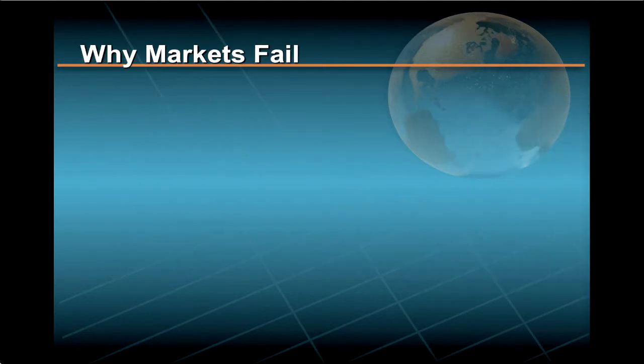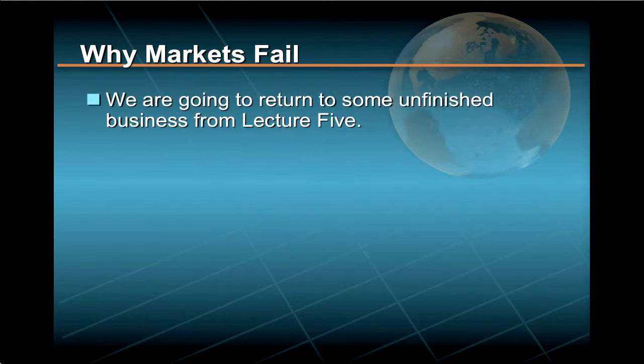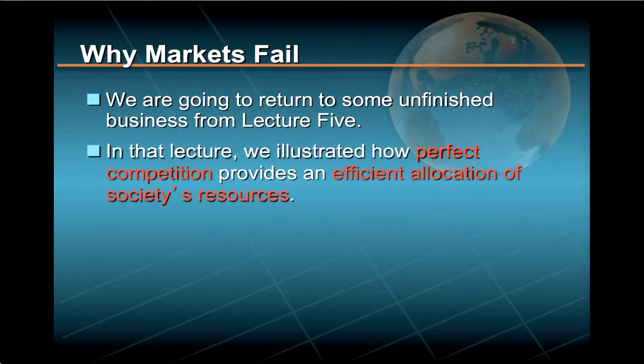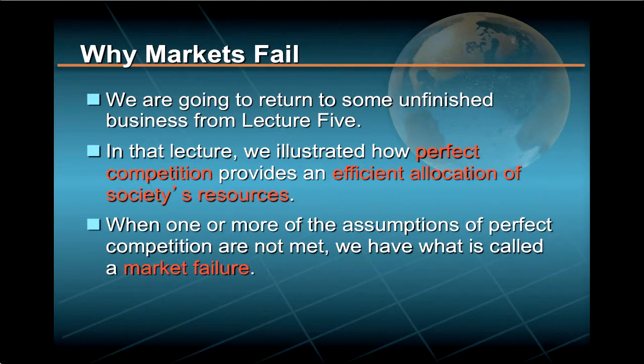To do so in this lecture, we are going to return to some unfinished business from Lecture 5. You may recall from that lecture that we illustrated how perfect competition provides an efficient allocation of society's resources. And you may also recall that when one or more of the assumptions of perfect competition are not met, we have what is called a market failure.